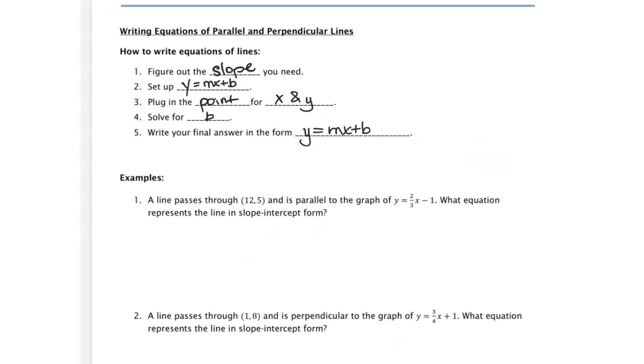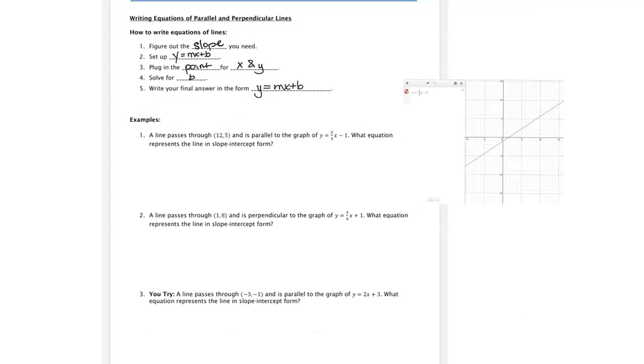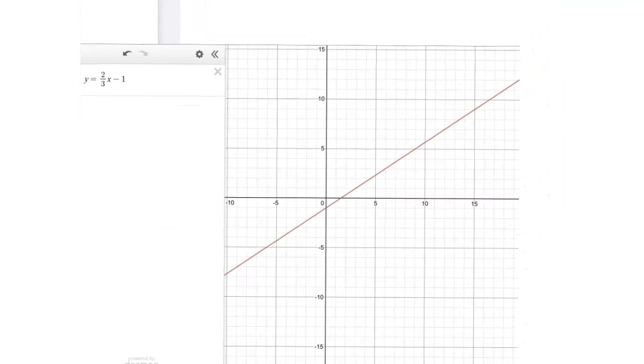So we have example 1. We have a line that passes through (12, 5) and is parallel to the graph of y equals 2/3 x minus 1. We want to know what equation represents the line in slope-intercept form. As a visual aid, let's see what this looks like. So we have a line that passes through the point (12, 5). The point (12, 5) would be located here.